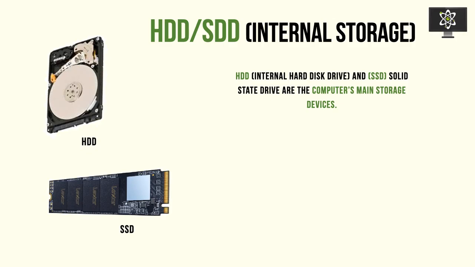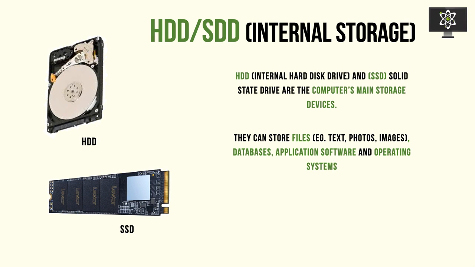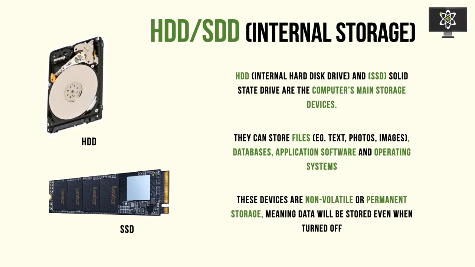Next, you've got your internal storage, and nowadays it's typically your HDDs and SSDs. HDDs, or internal hard disk drives, and solid state drives, SSDs, are the computer's main storage devices. They are capable of storing a huge amount of data, especially when compared to any type of RAM. They can store everything: files, text, photos, images, databases, application software, and operating systems. Your boot up operating systems are stored on HDDs and SSDs. They are known as non-volatile or permanent storage, meaning that the key thing here is that when power goes off, the data will still be stored. So that's where it's different from RAM.